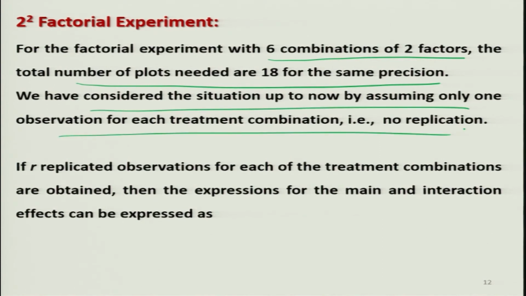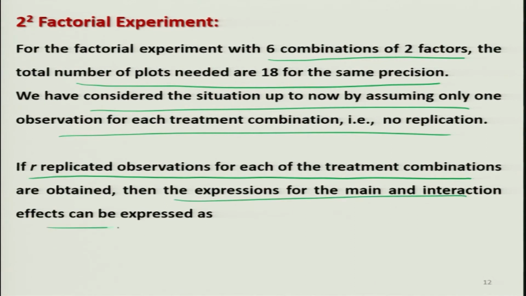But my idea was simply to give you an idea of what the advantage of factorial experiment is and how things are going to change. And whatever expressions I have given you for A, B, and M, they are based on the assumption that we have only one observation per cell. But if you replicate them, and there are replicated observations for each of the treatment combinations, then the expressions for the main and interaction effects can be modified.